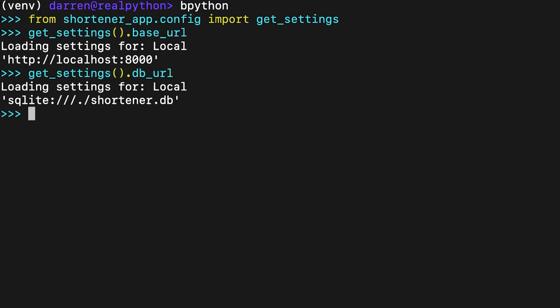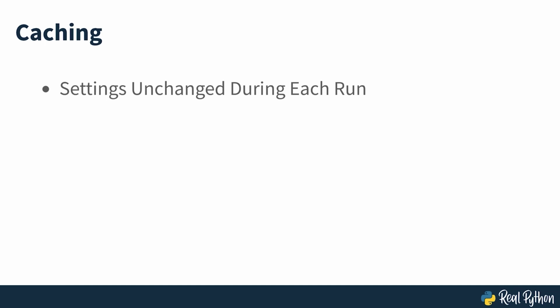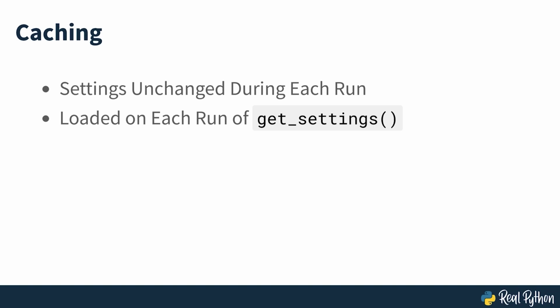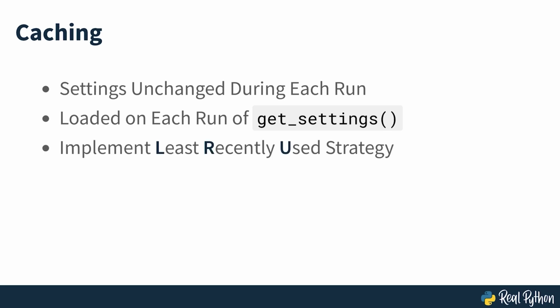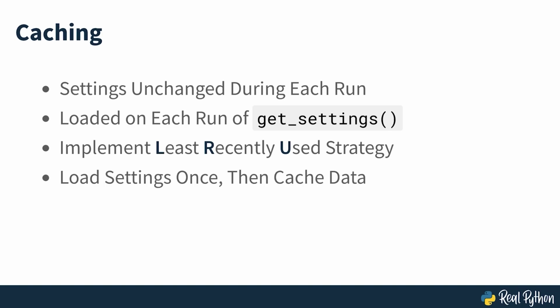However, you can optimize the retrieval of your settings a bit more. Your app settings are not changed while running the app, but still you're loading the settings over and over again every time you call get_settings. You can take advantage of get_settings being a function to implement a least recently used strategy. When you start your app, it makes sense to load your settings and then cache the data. Caching is an optimization technique that you can use in your applications to keep recent or often used data in memory.